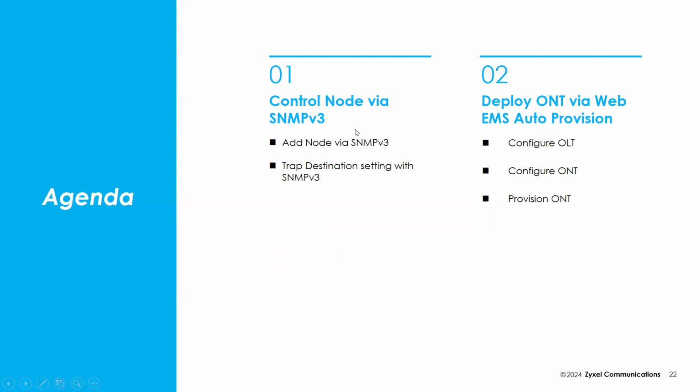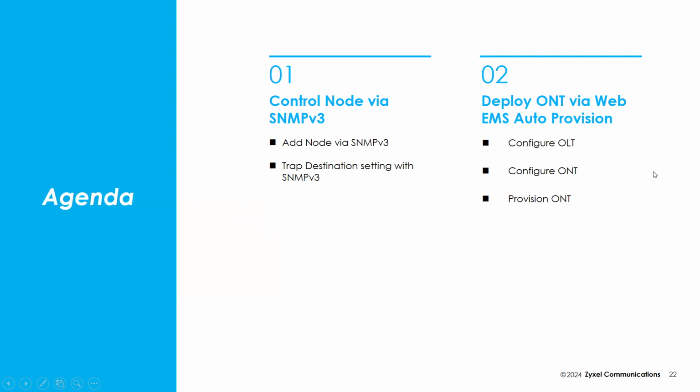In the first part, I will introduce how we can use the 0.4 EMS system, which allows users to manage the OLT devices through SNMPv3. So we will see how we can use this feature on the EMS system to manage OLT devices. And also I will introduce how we can let our OLT devices send a traffic destination setting to the EMS system through SNMPv3 as well.